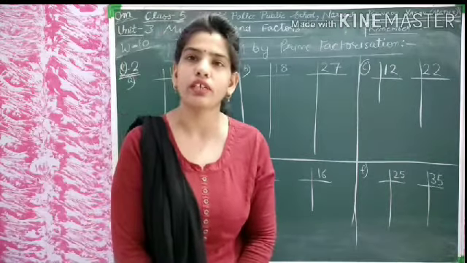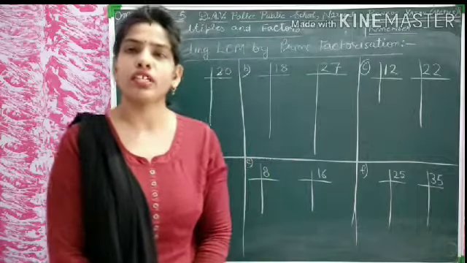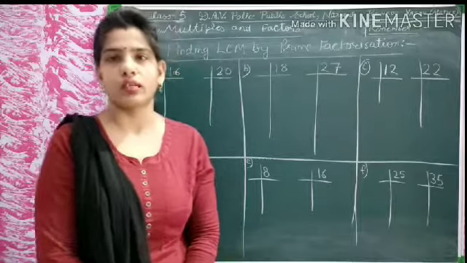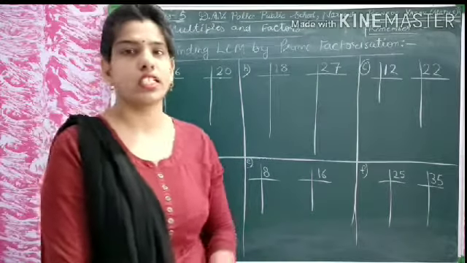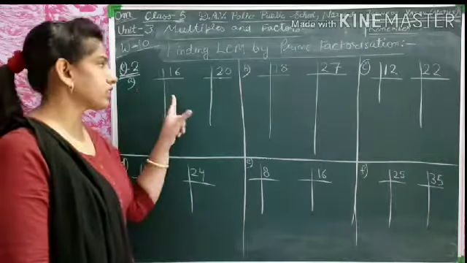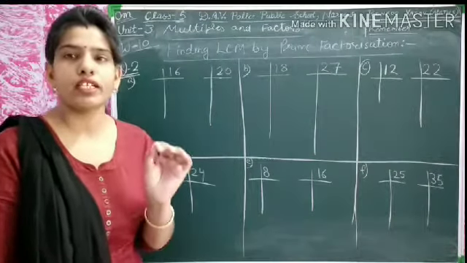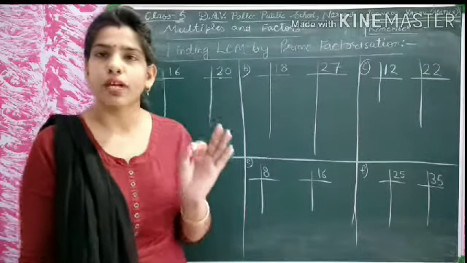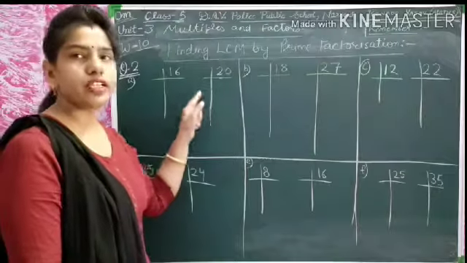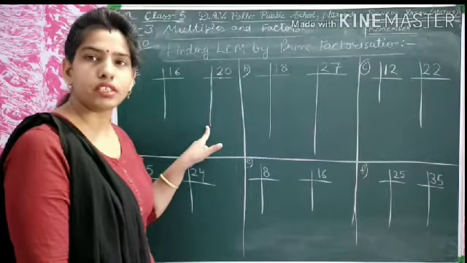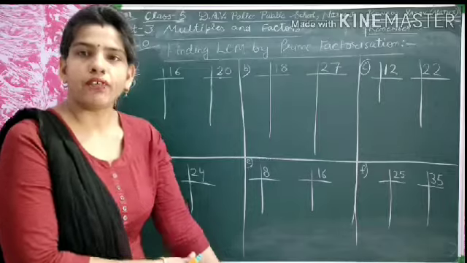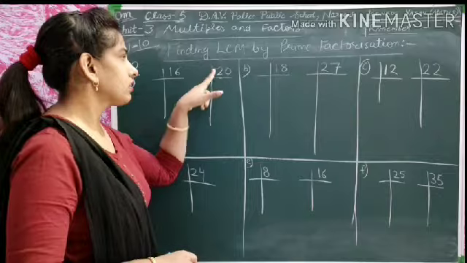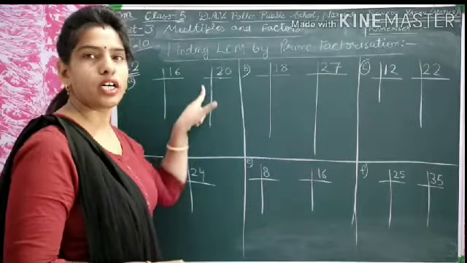Today we are doing the same questions: first doing prime factorization of two numbers and then finding the LCM of both the numbers. Is this clear, students? Question number 2 is asking to find the LCM by prime factorization method. Prime factorization method is the division of any number by prime numbers.